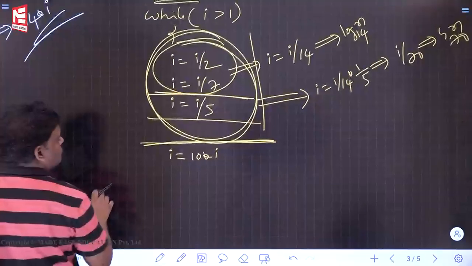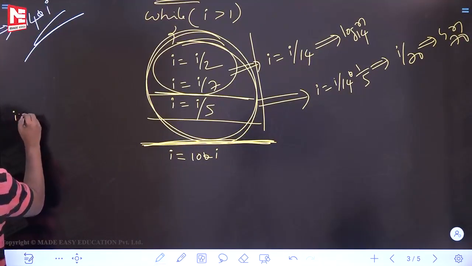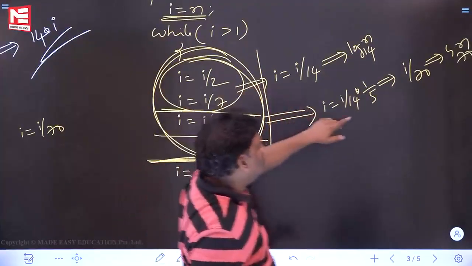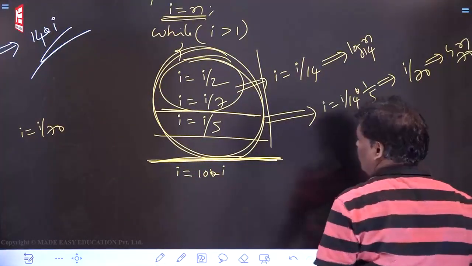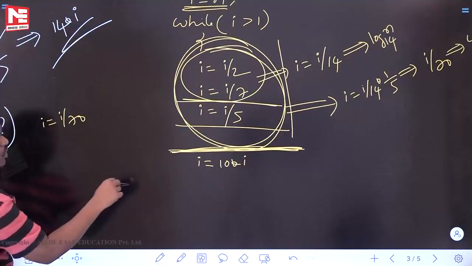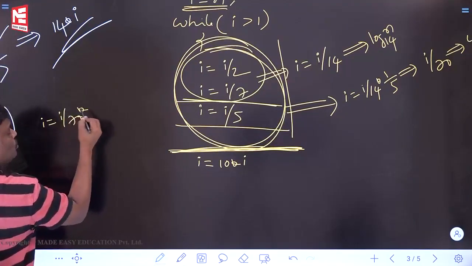Right, now can you help me? So until here, what is the status? What is the answer? I is equal to I by 70. See the final answer. Until here the answer is going to be I by 70, log n base 70. That is okay. Next one is going to be 10 into I.